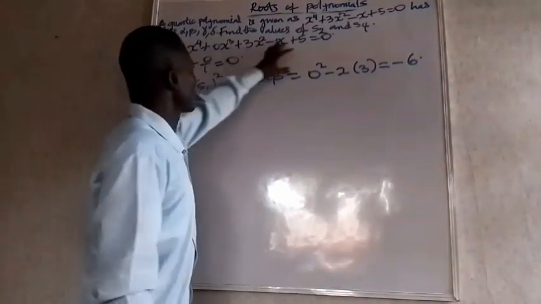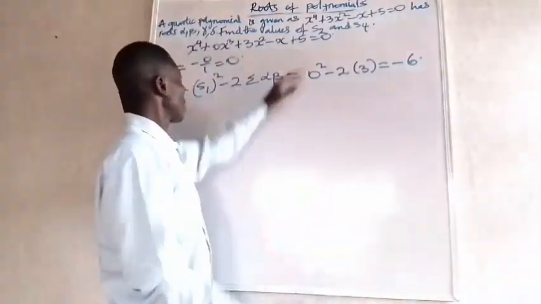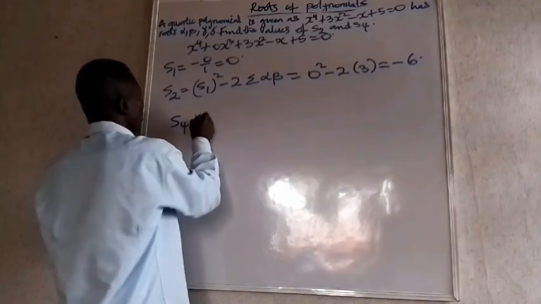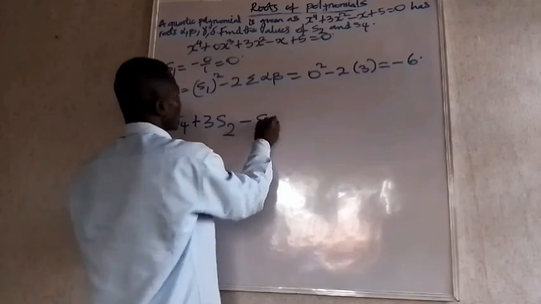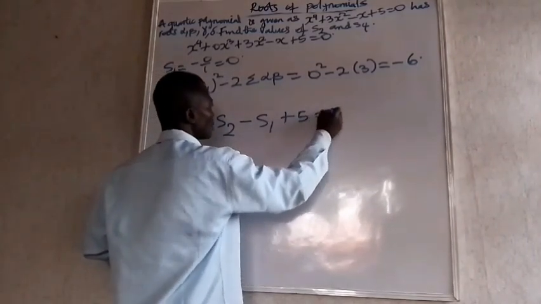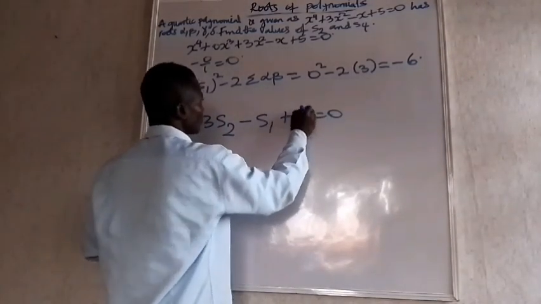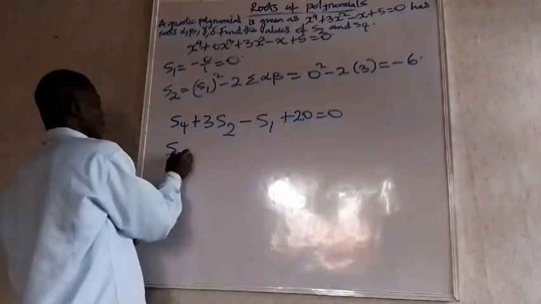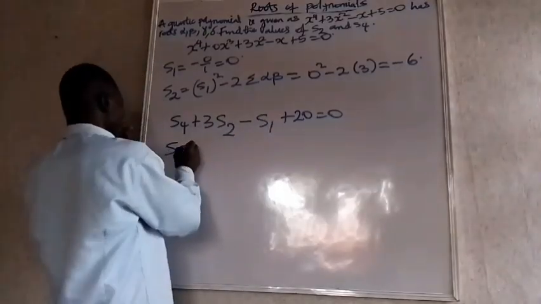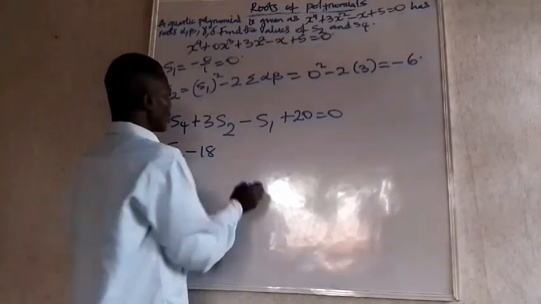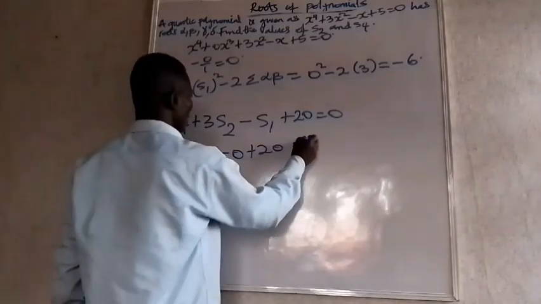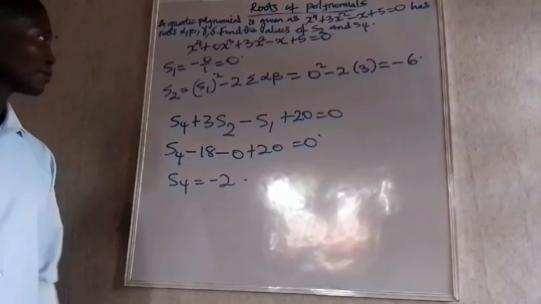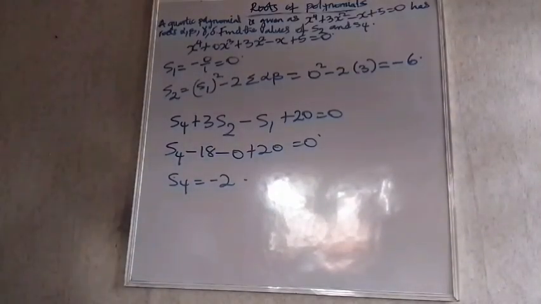Now, for this, let us use recurrence. We can now see s4, this one is not here, plus 3 s2 minus s1 plus 5 times 4 equals 0. Because it's 4 roots, that will be multiplied by 4. Now, what's s2? Minus 6 times 3 is minus 18. What's s1? 0. Plus 20 equals 0. So s4 is equal to minus 2. So you can see s4 is equal to minus 2 and s2 is equal to minus 6.